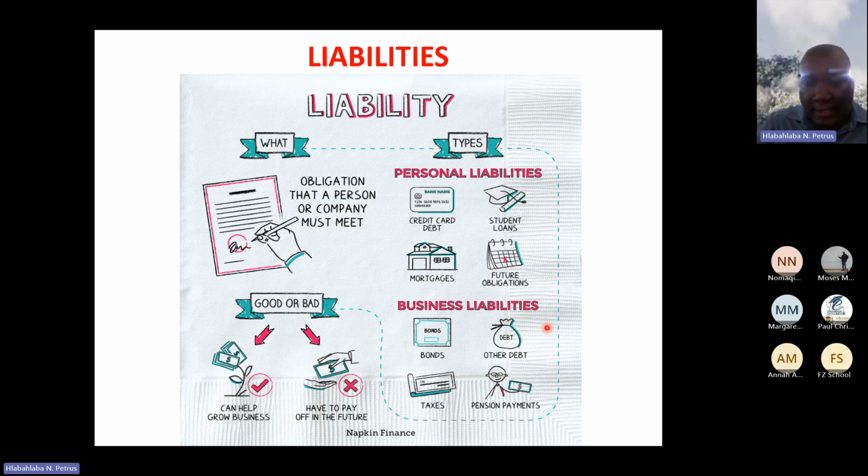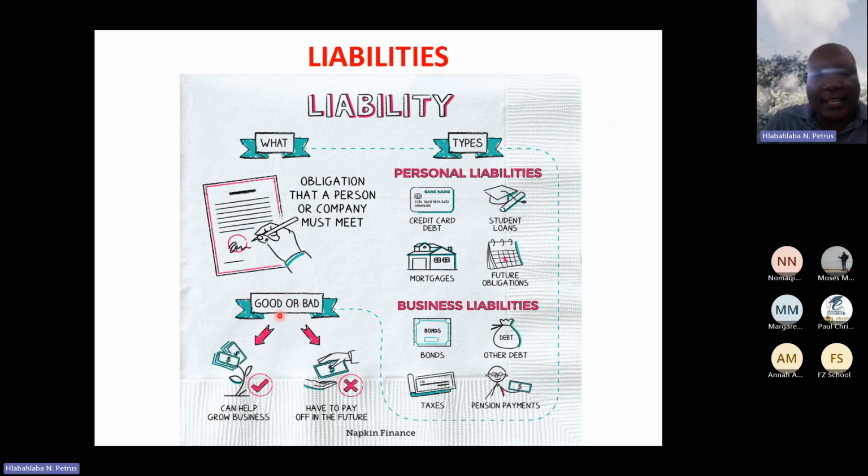So in a business, liabilities, we may refer to them as bonds, as taxes that must be paid to government. The business also has to make debts. And then we also have pension payments. These pension payments must be paid to the pension company, so that money can be saved for our workers when they retire. So it's also a liability that must be paid.